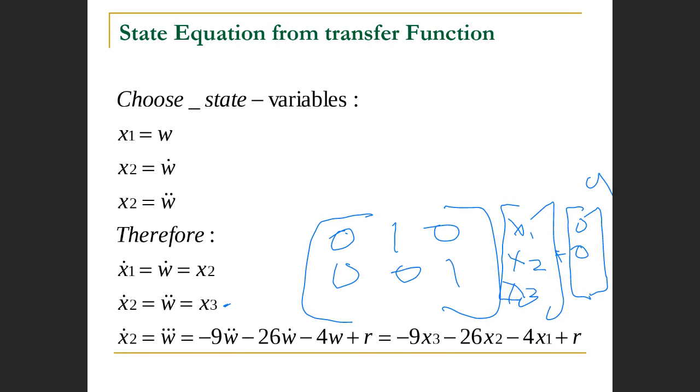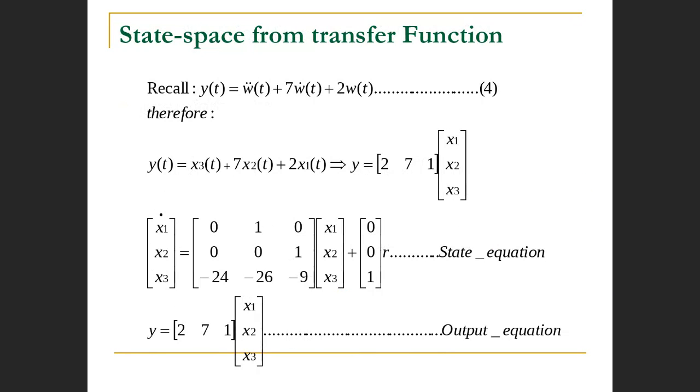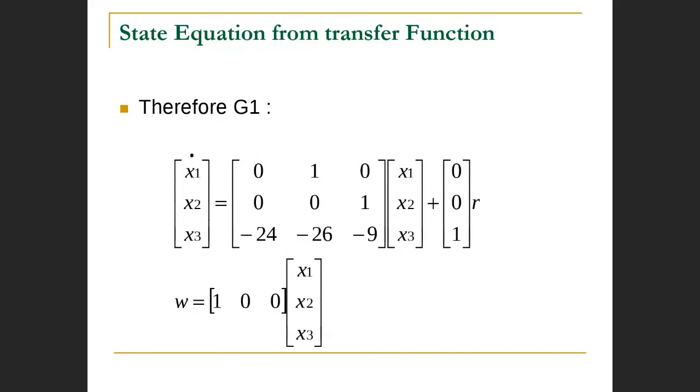The last line now, look for the coefficient. x1 is minus 4. Minus 4. What's x2? Minus 26. What's x3? Minus 9. What's u of t? 1. Are we seeing that? Or we extract the terms. There we go. Right? There we go right here.